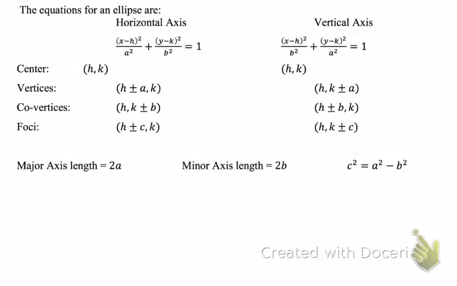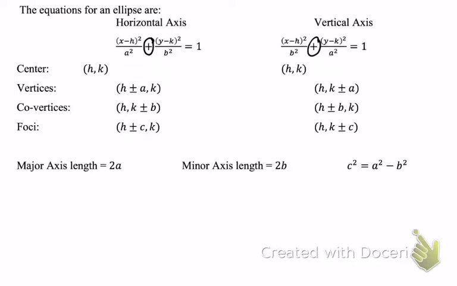So 9.4 is talking about ellipses, and remember that an ellipse is whenever you have the same sign, but the number in front of your squared terms is different. So if the signs are the same and the numbers are the same, that is a circle. But if the signs are the same, so they're both positive, and the numbers are different, then that would be considered an ellipse.